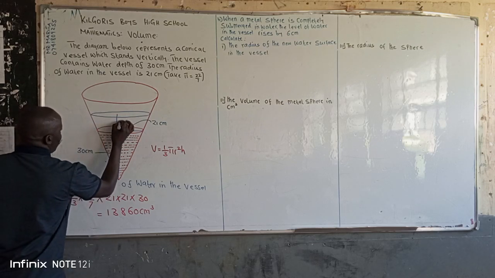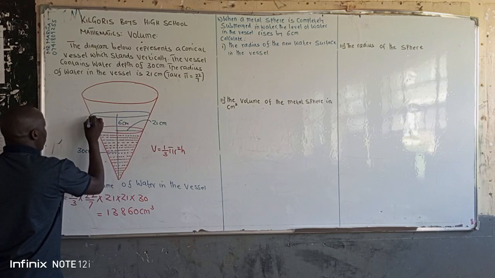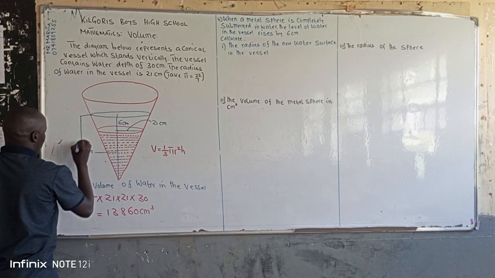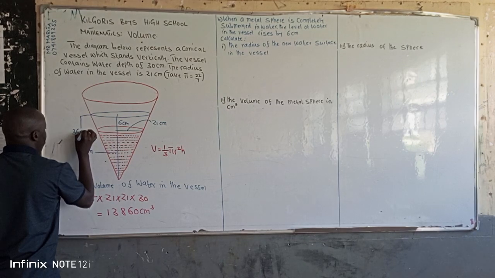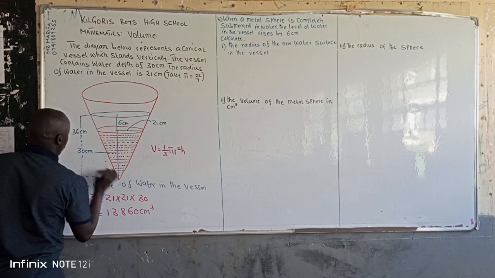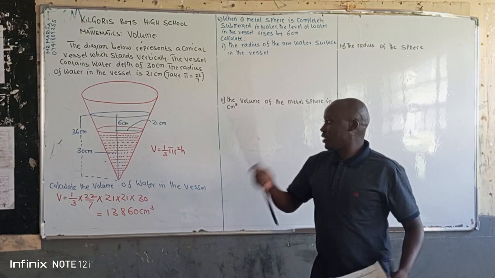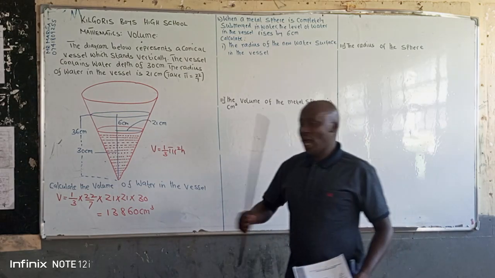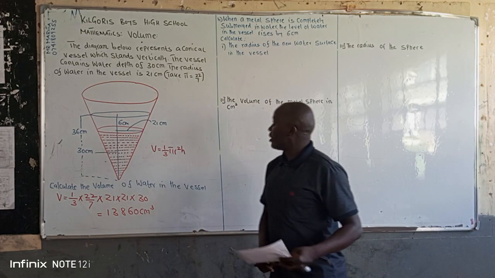Such that now the water rises by 6 centimeters, then the new level of water will be 36 centimeters. So the new height of water will be 36 centimeters, because if the mesosphere is submerged, the water rose by 6 centimeters, it means that the new height of water will be 36 centimeters, because initially it was 30 centimeters.